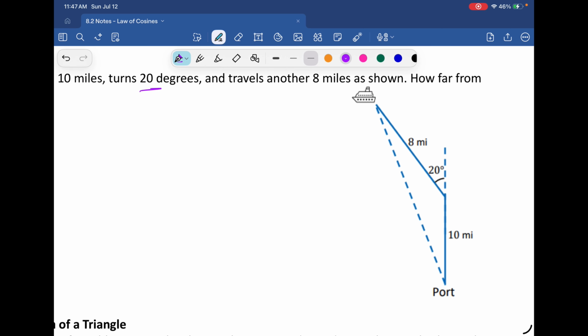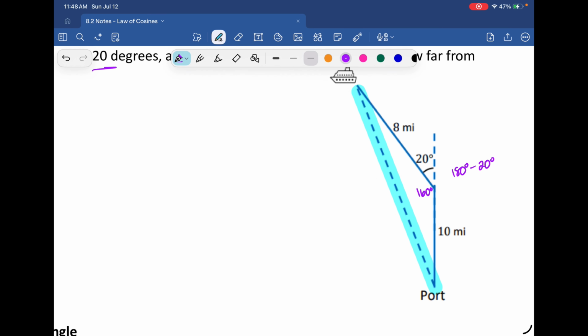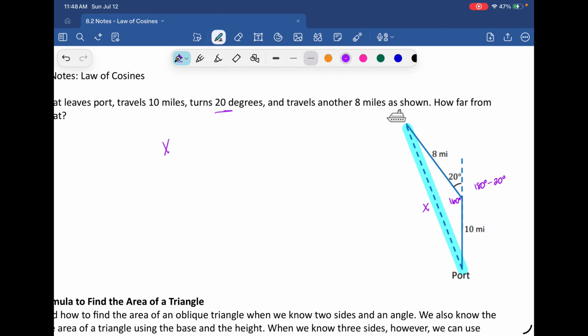And we want to know this distance here. I have two sides, but I'm missing an angle. Well, this is a linear pair, so 180 minus 20 is 160 degrees. We're going to call the distance between the port and the boat x. So x equals, since it's a missing side, a really big square root of adjacent squared plus other adjacent squared minus 2 times both adjacents times the cosine of your angle.